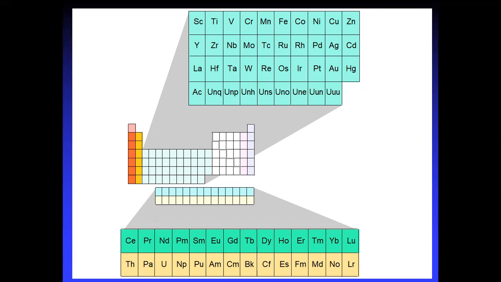Here, as I've told you, in the fourth transition series, the inner transition elements go from actinium, as you can see here, to unbiunium.